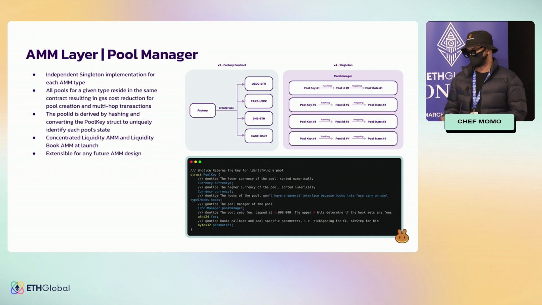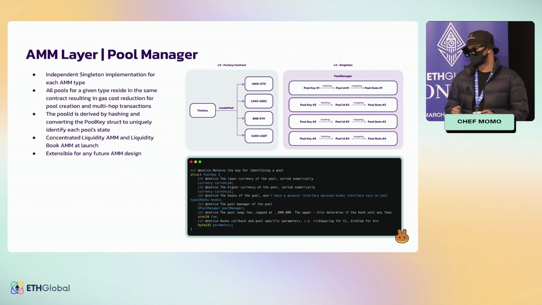So how it works is that previously in V3 there was a factory contract which used to create different contracts for each of the pools. In V4, all of these pools will sit within the particular pool manager. So pools belonging to the CLMM pool manager will sit inside that, while the ones belonging to the other AMM designs will sit within that particular contract.